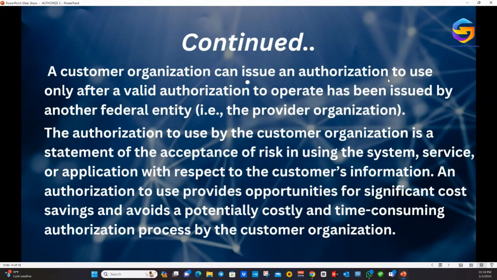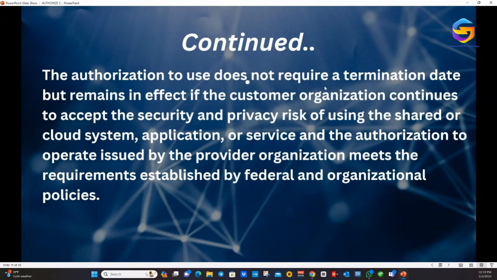A customer organization can issue an authorization to use only after a valid authorization to operate has been issued by another federal entity. That is the provider organization. The authorization to use by the customer organization is a statement of the acceptance of risks in using the system, service, or application with respect to the customer's information. An authorization to use provides opportunities for significant cost savings and avoids a potentially costly and time-consuming authorization process by the customer organization. The authorization to use does not require a termination date.